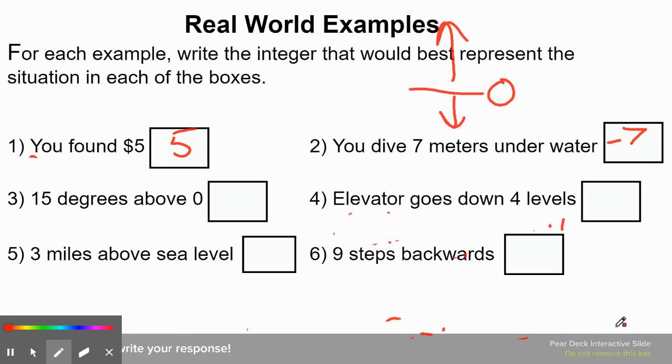All right, hopefully you paused the video and you're not just going through this. So 15 degrees above, well, it's gone above, we're getting bigger. That's going to be a positive 15. Elevator goes down 4 levels. Well, we're going down, so that tells me this is going to be a -4. 3 miles above, we're getting bigger, so that's just going to be 3. And 9 steps backward. So we could say that backwards is like going down. So that's going to be a -9.